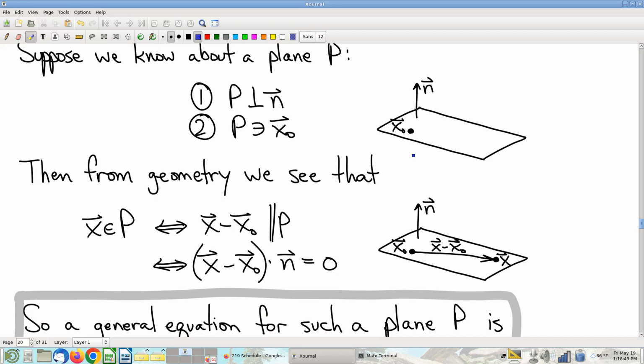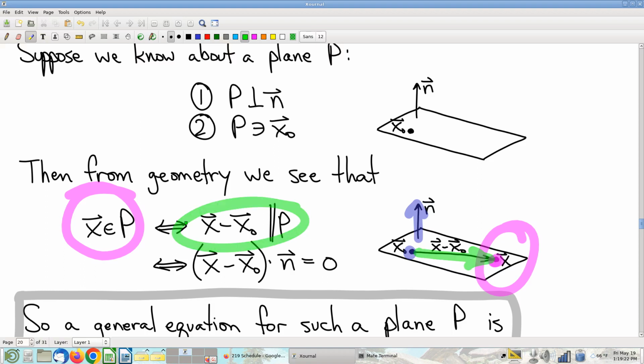Okay. So here's what I propose. An easy test, again, supposing that we are given the x naught, we are given the n. If I've got a point x, and if that point x is on the plane, well, wait a minute. Don't forget x naught was defined. It's the defining point on the plane. And so x being in the plane tells me that this difference, x minus x naught, is parallel to the plane. Everybody buy that? And here's the thing about that. If x minus x naught is parallel to the plane, then that means that it is perpendicular to the normal vector.